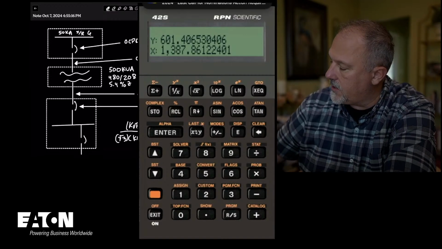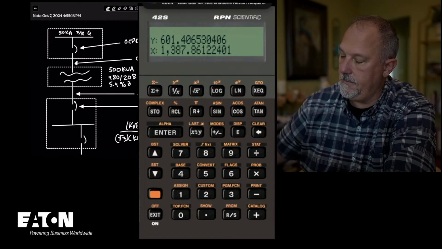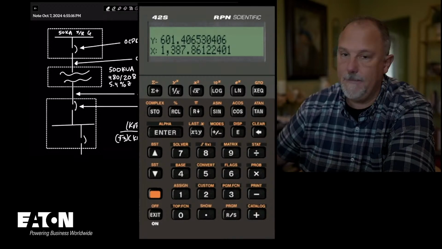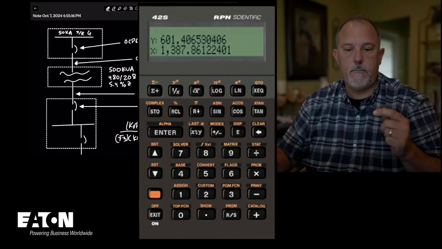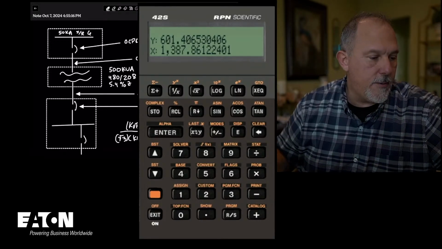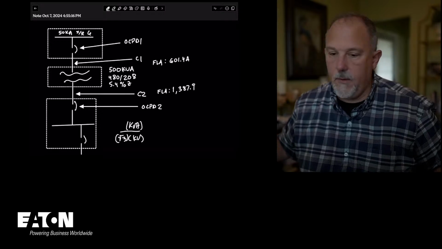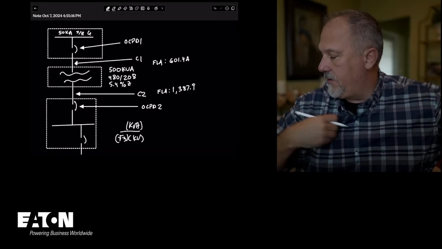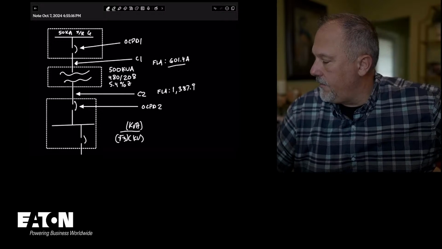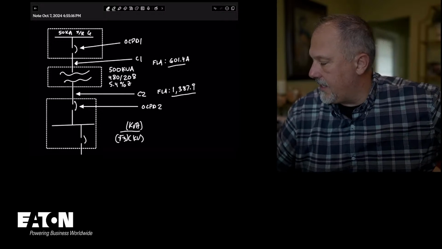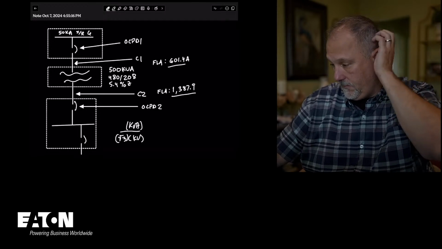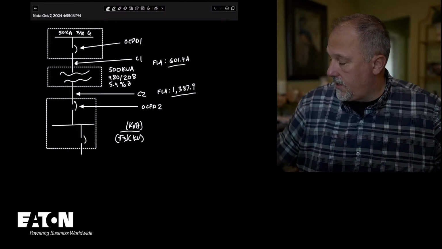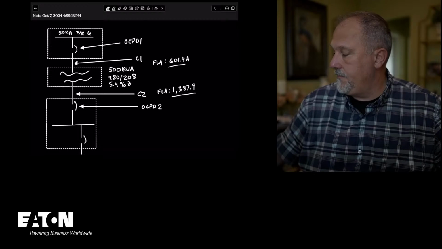So full load amps is 1,387.9. All right. So those are my numbers for primary and secondary values. So 601.4, 1,387.9. All right, let's get rid of that equation.